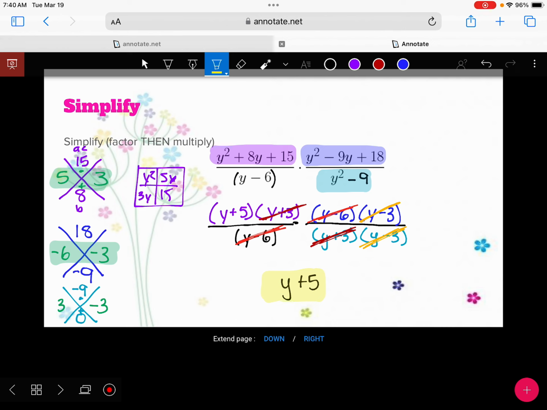This is why I don't want you to try and brute force it and multiply it out. Because how in the heck would we have simplified to here? Factor it, cross stuff out. Questions on this one?